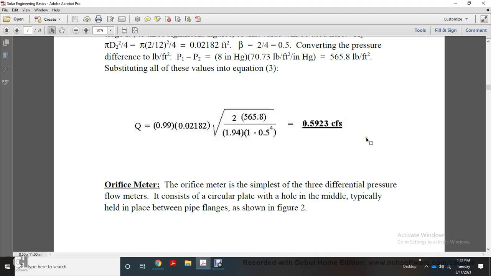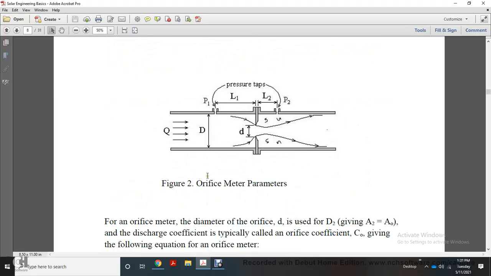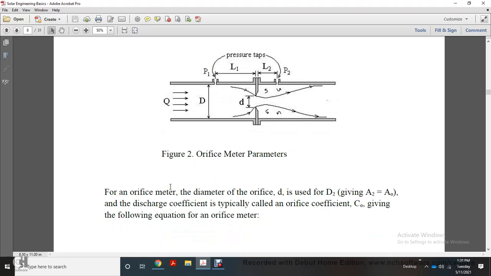The orifice meter is the simplest of the three differential pressure flow meters. It consists of a circular plate with a hole in the middle, typically held between pipe flanges, as shown in Figure 2. Figure 2 shows the orifice pipe diameters: the flow rate Q, diameter 1, diameter 2, line 1, line 2, pressure 1, pressure 2, and taps. For the orifice meter, the diameter is the orifice diameter itself, diameter 2, so that area 2 is equal to A0.